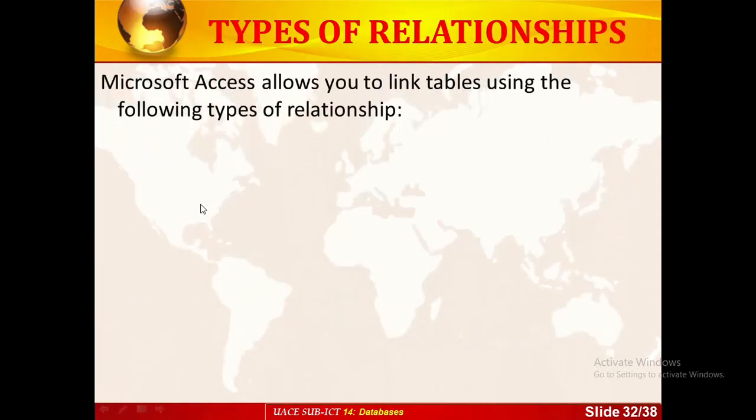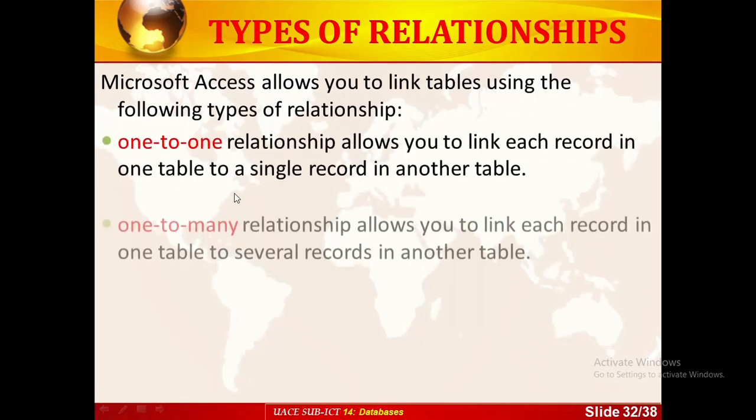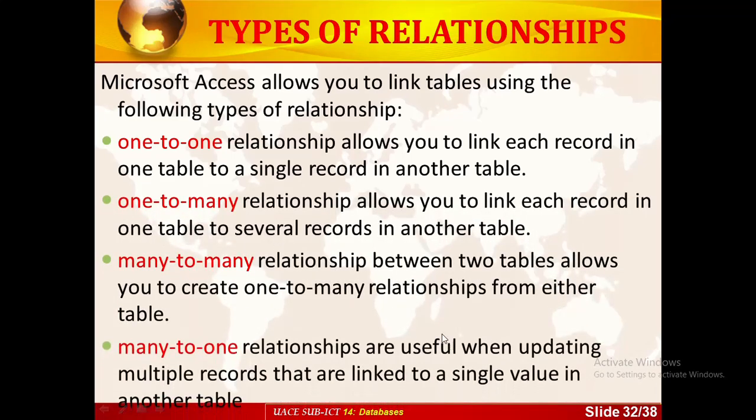We have some of the relationships in a database. We have one-to-one relationship. Of course, we have one-to-many. We have many-to-many, and we have many-to-one relationship. These are all used to link different tables together so that it can become more resourceful.